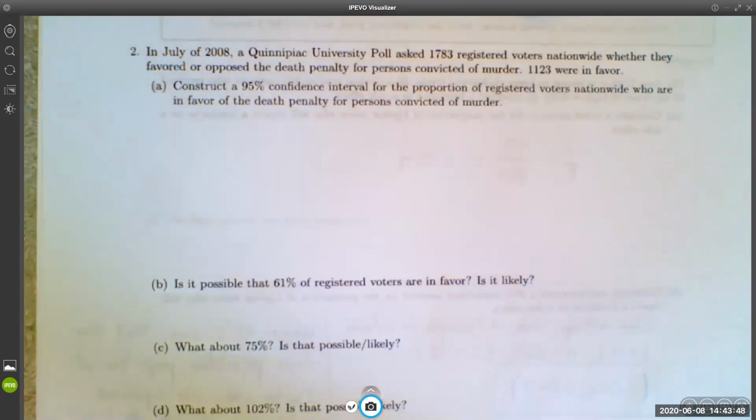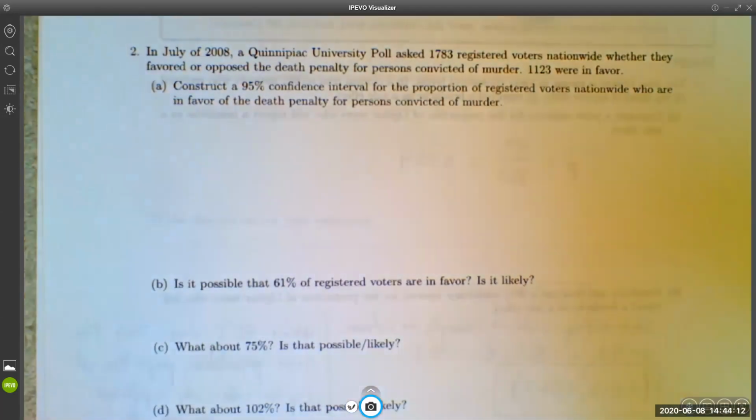So this one says, in July of 2008, a Quinnipiac University poll asked 1,783 registered voters nationwide whether they favored or opposed the death penalty for persons convicted of murder. 1,123 were in favor. Part A says to construct a 95% confidence interval for the proportion of registered voters nationwide who are in favor of the death penalty for persons convicted of murder. Go ahead and give the video a pause and see if you can do that on your own.